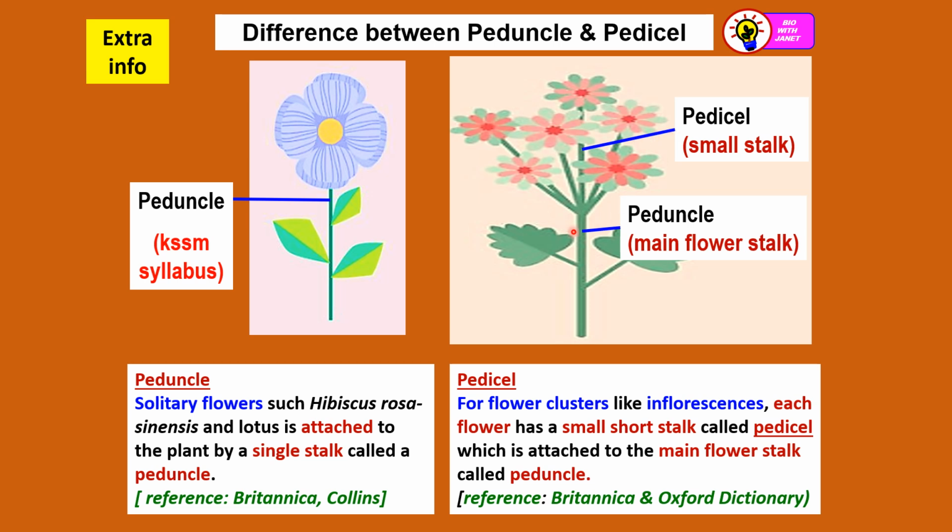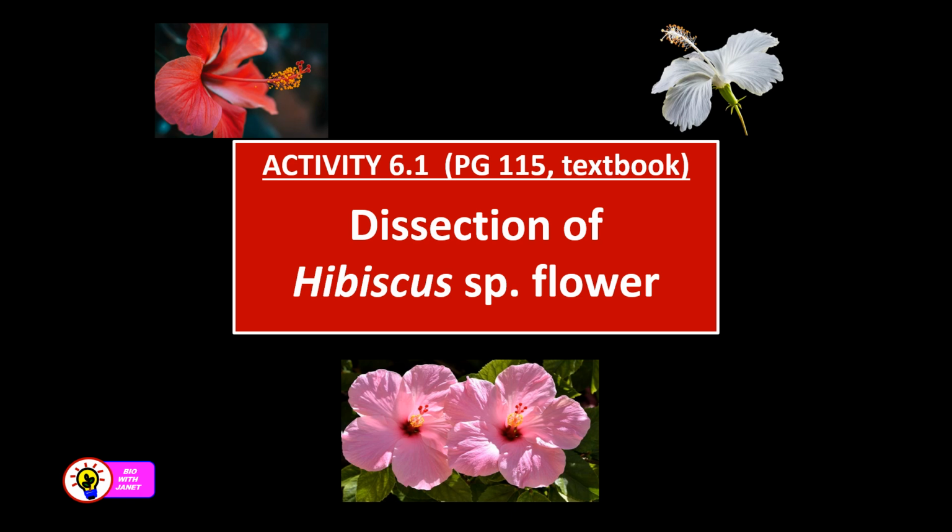Okay, so in the exam, if you label the flower stalk peduncle for a solitary flower, that is the best. But if you label pedicel, it doesn't mean that it's wrong, because it could be a flower from a flower cluster, from a group of flowers. Okay. Anyway, stick to peduncle for our SPM Biology syllabus.